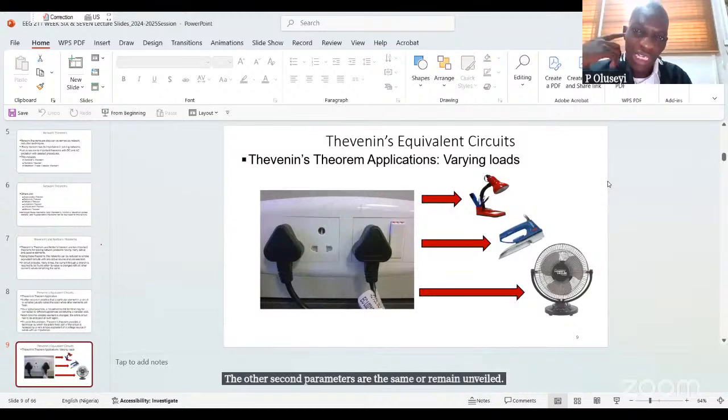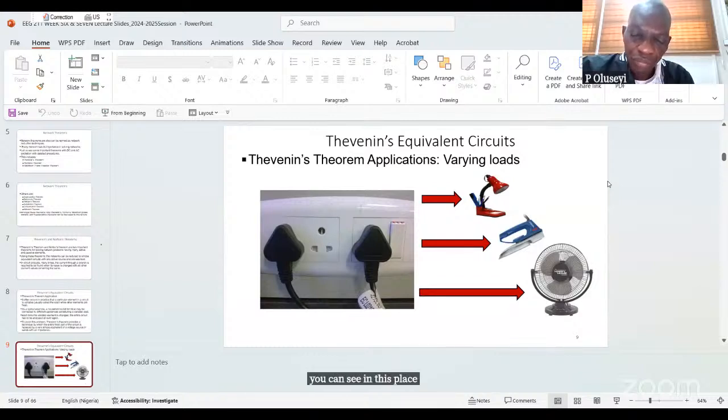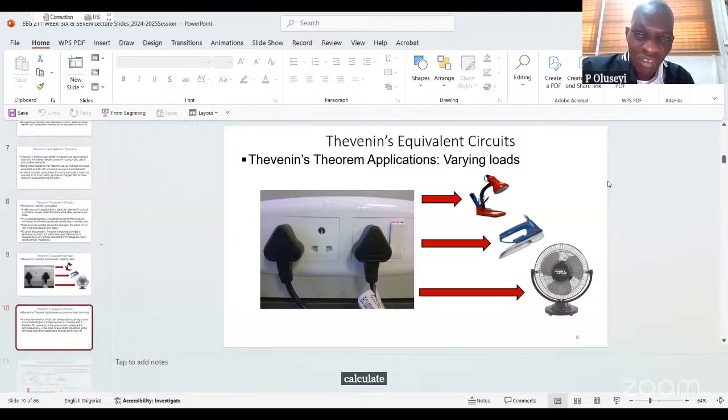So this is a good example. You can see in this place, you have your tabletop lamp or reading lamp, if you can call it that. You have your ironing element, you have your cooling element as well. Looking at this now, they come in at different times, and the way they are coming in, they are affecting the circuit parameters. As they are affecting the circuit parameters, you will definitely need to calculate and recalculate a number of times.